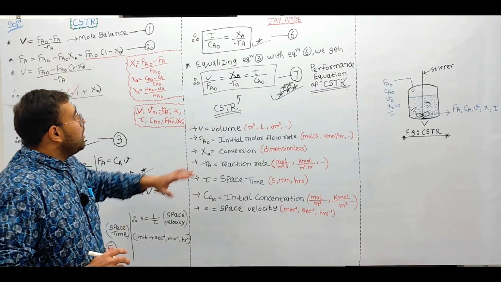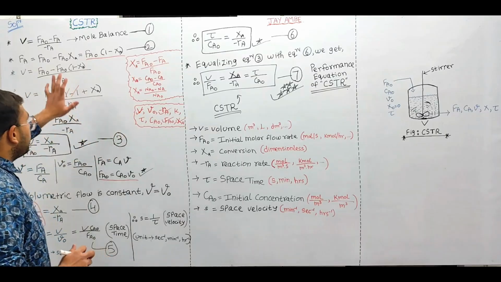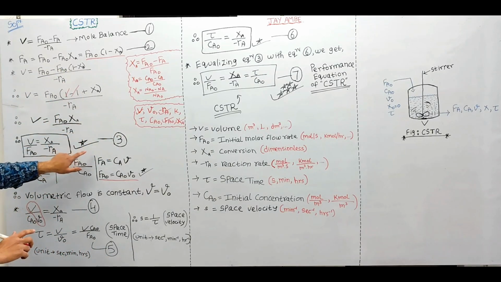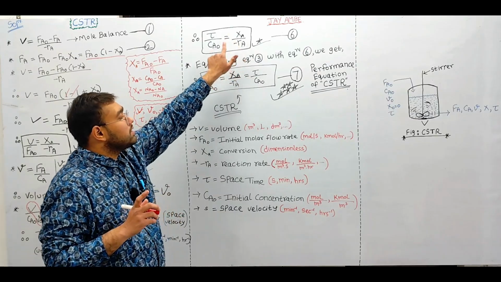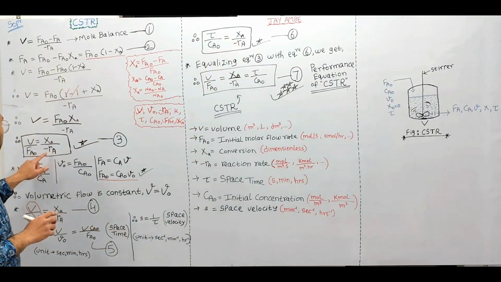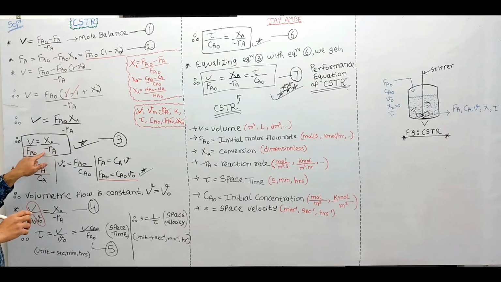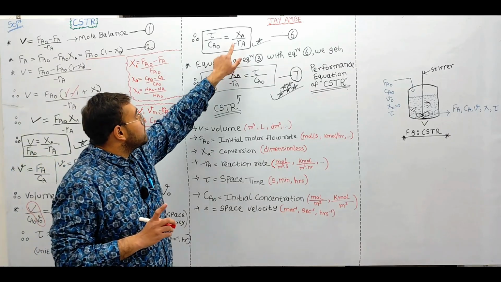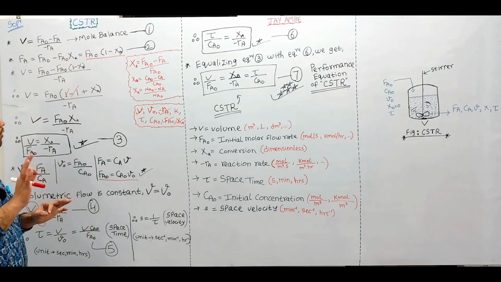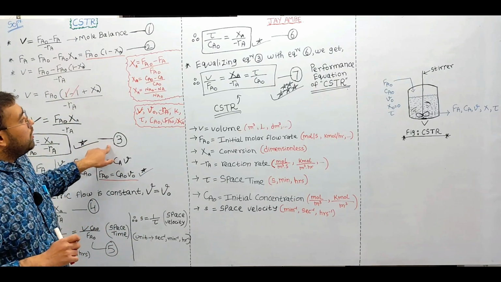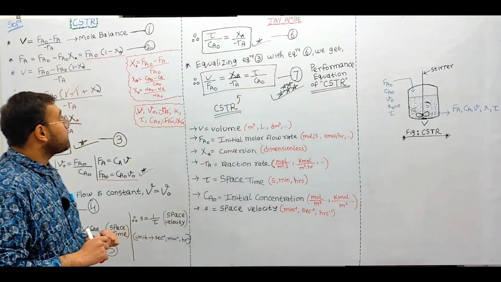Now, analyzing the derivation, you can see equation 3 and equation 6 have the same right hand side. In equation 3 you have Xa upon minus Ra, and in equation 6 you also have Xa upon minus Ra. Due to this, we can equate equation 3 with equation 6.